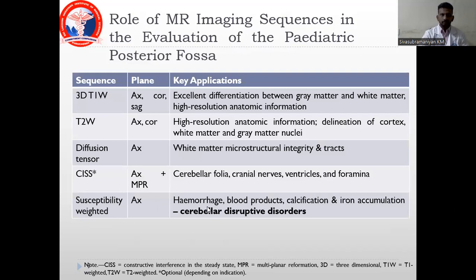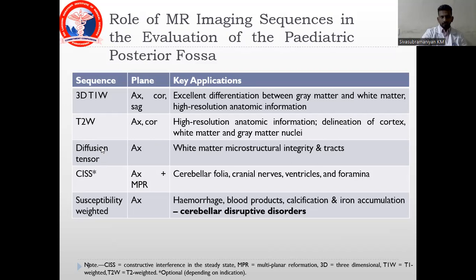So what is the role of MRI in evaluating the pediatric posterior fossa? You have the 3D T1 weighted MR sequence in axial, coronal, and sagittal reconstructed planes that shows excellent differentiation between gray matter and white matter with high resolution anatomical information. And then you have the T2 weighted axial and coronal images that have high resolution anatomic information. They delineate the cortex, the white matter and the gray matter nuclei.